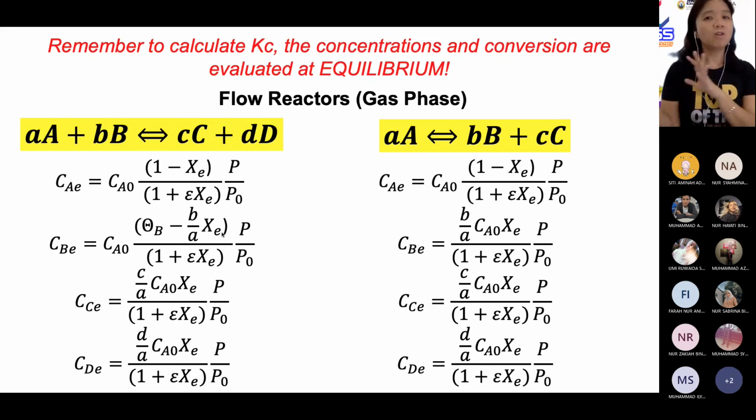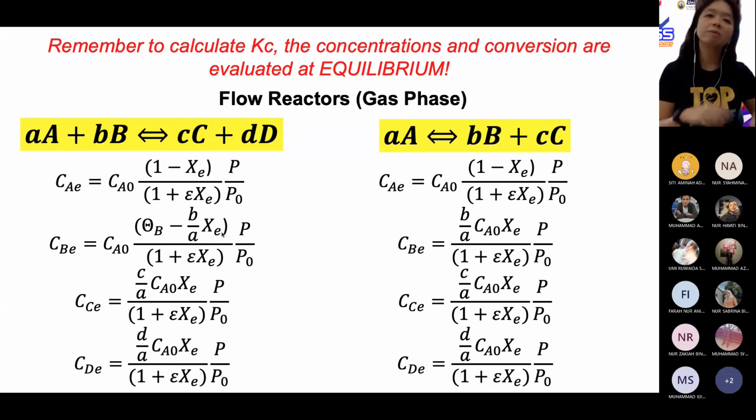Okay, then next one, I also try express to you, concentration dia kalau dia adalah gas phase flow reactor, of which the concentration at equilibrium, dan saya tambah juga kalau dia ada berlaku pressure drop. So saya terus tambah part yang pressure drop. Kamu kena ingat kan, pressure drop ataupun perubahan tekanan punya part tu hanya akan muncul bila dia adalah flow reactor gas phase.